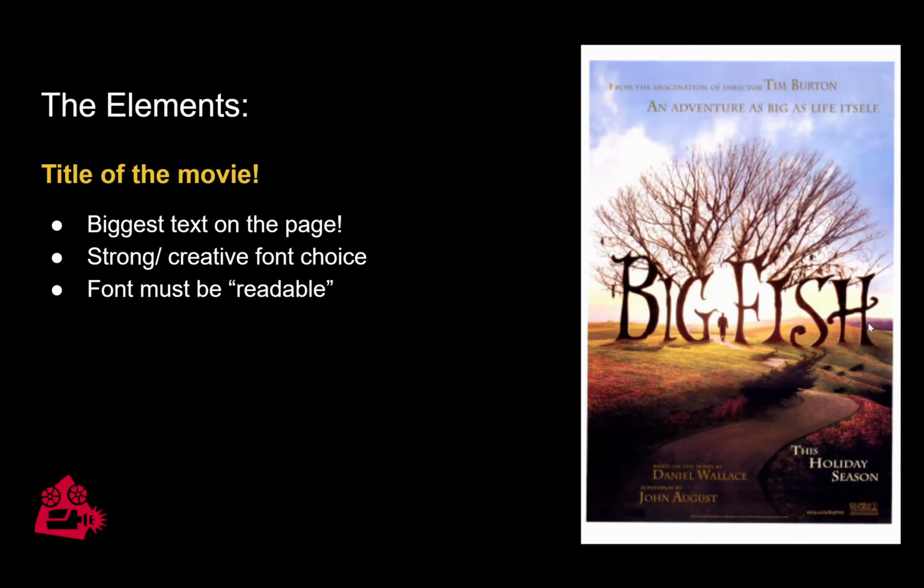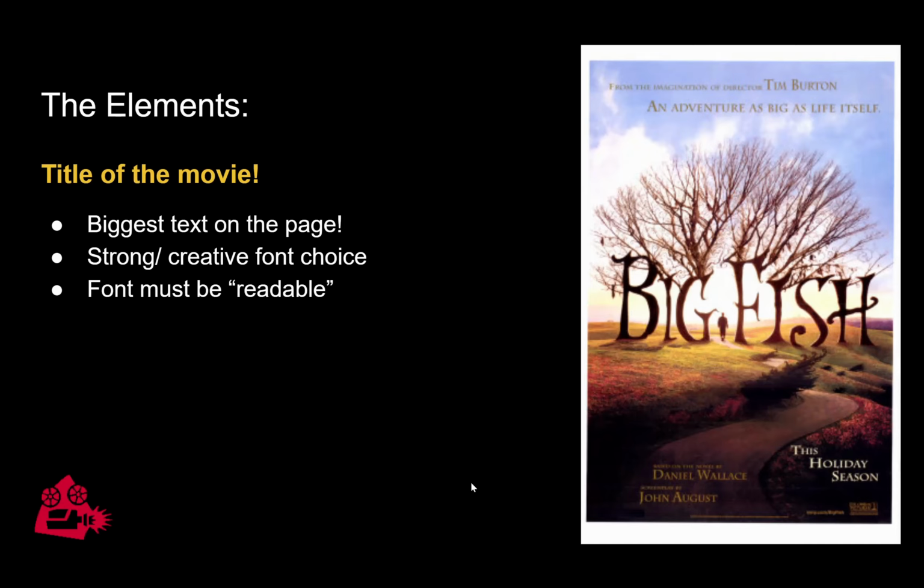Well, one, there's the title of the movie. Important to note is that the title of the movie is typically the biggest text on the page. So example here, a movie from the early 2000s called Big Fish. The lettering is quite large. All the other lettering is significantly smaller compared to the title.